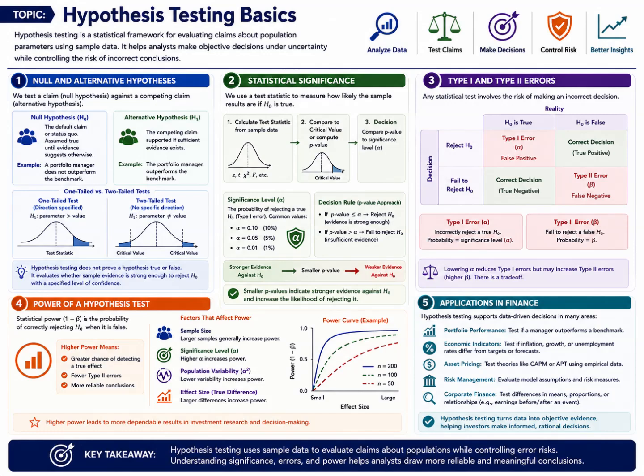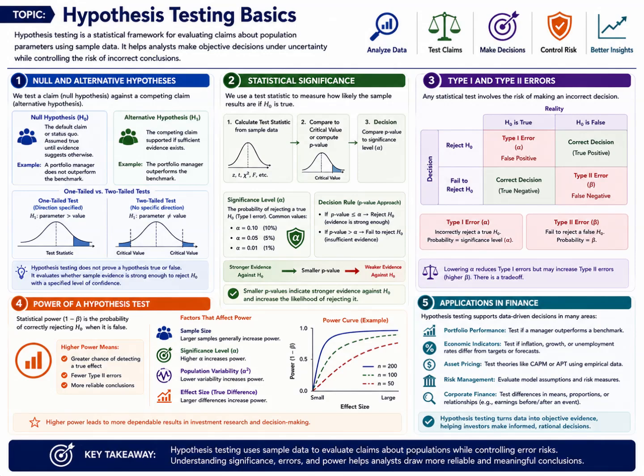The significance level, commonly denoted alpha, represents the probability of incorrectly rejecting a true null hypothesis. Financial analysts frequently use significance levels such as 5% or 1% to control decision risk. The topic emphasizes that stronger evidence against the null hypothesis results in smaller p-values and increases the likelihood of rejecting the null in favor of the alternative hypothesis.